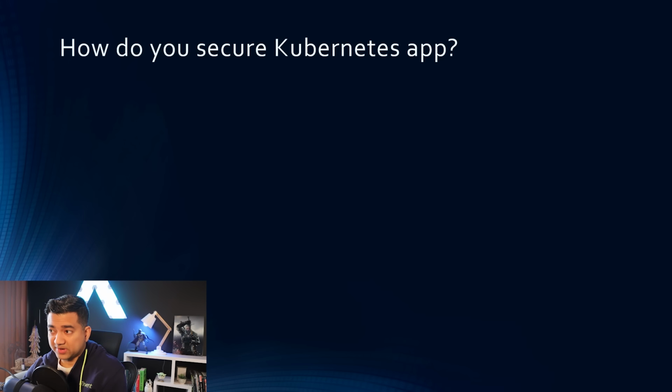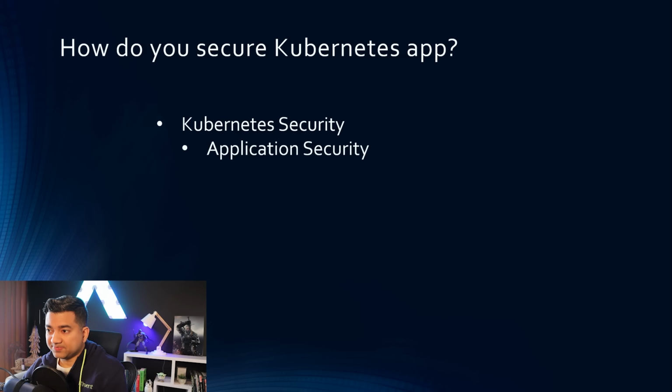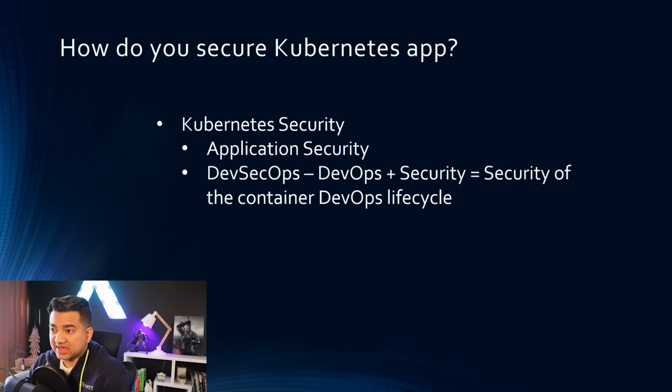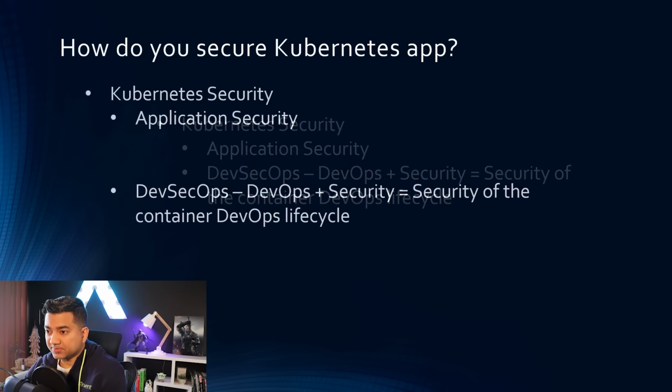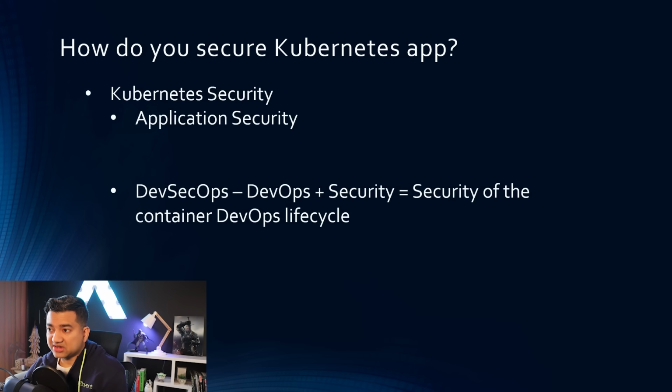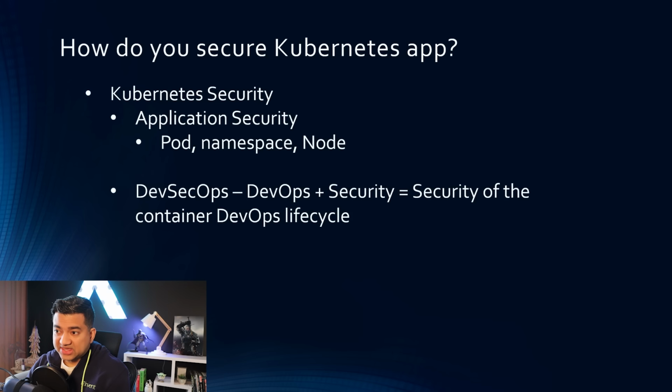How do you secure a Kubernetes application? When it comes to security, there are two aspects for Kubernetes security. One is the security of your application running on the cluster, and the other is DevSecOps. So basically DevOps plus security of the container DevOps lifecycle. For the application security, you secure your pod, namespace, and node using role-based access control, IRSA, etc.